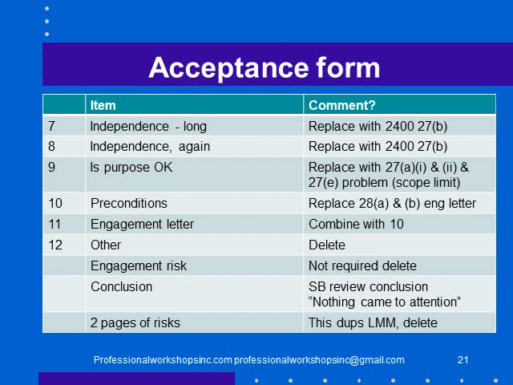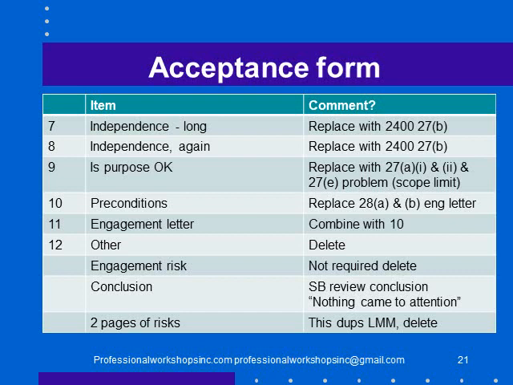27E says, is the client proposing a scope limitation? And my inclination is, unless there's a really good reason, and the scope limitation is going to go away next year, my inclination would be if there's a scope limitation, I'm not accepting the work. Preconditions, 28A and B, I'd replace it with that and put that in the engagement letter. The engagement letter I would combine with 10. Other is a blank box, I would delete it.